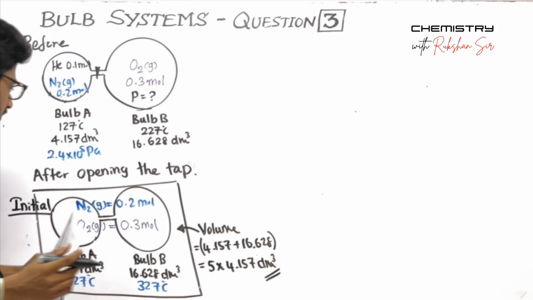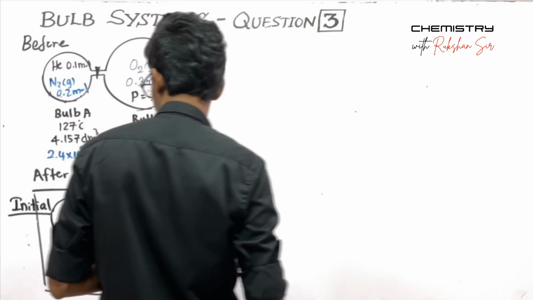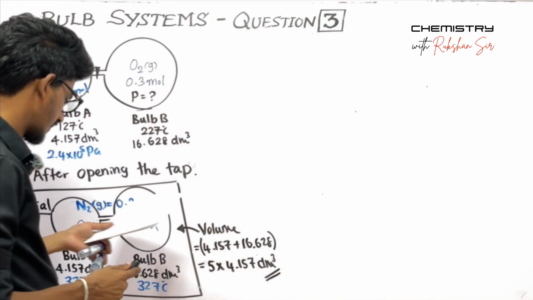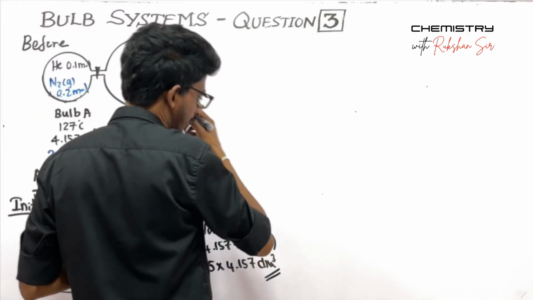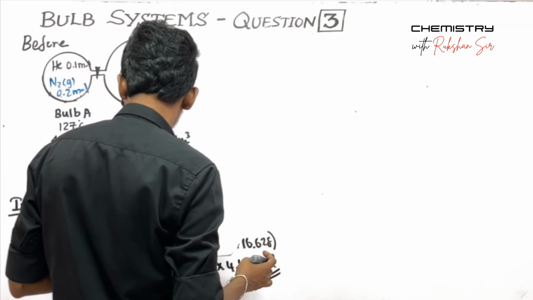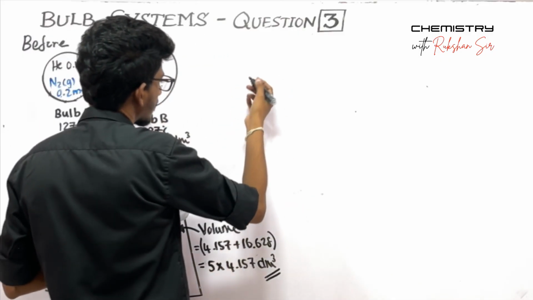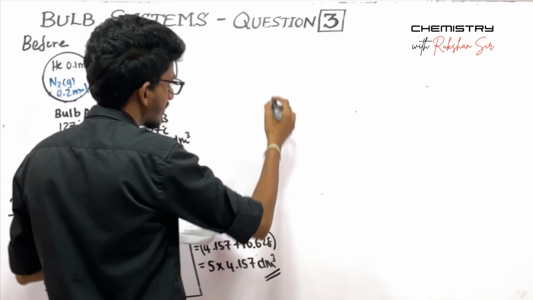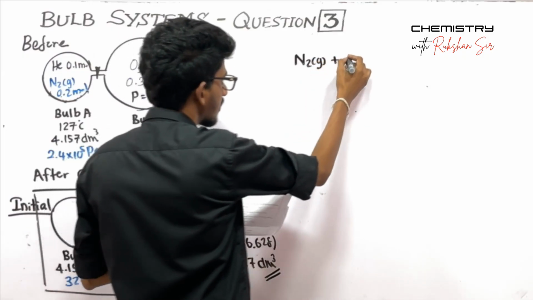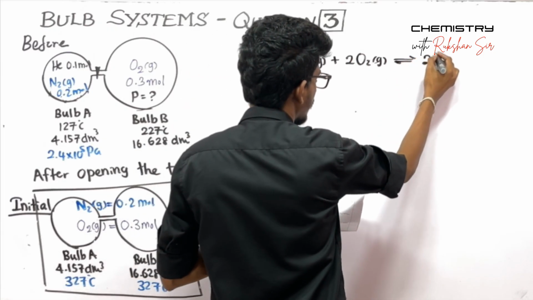Before reaction, then we can think of a final state as well after the reaction. So we have to compare those two. Okay, so let's come up with the reaction table. So some reaction is happening. The reaction is this: N2 gas is reacting with 2 O2 gas to give you 2 of NO2 gas.